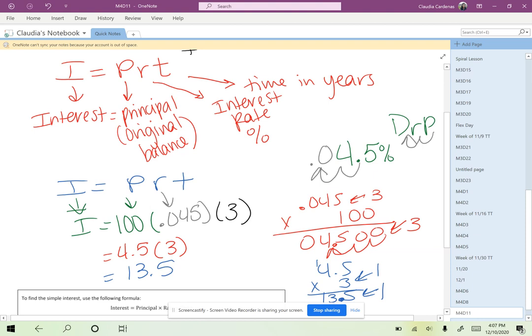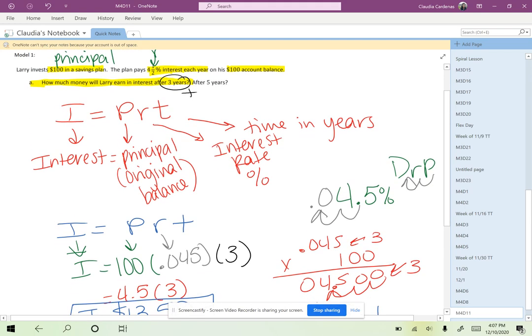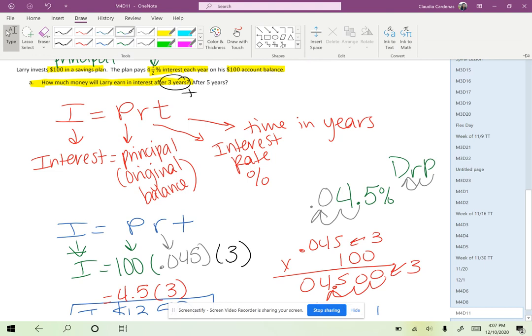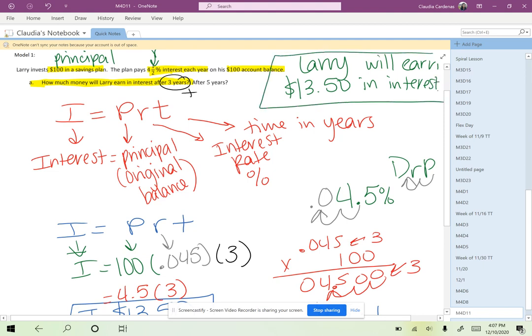It means that this is the amount of interest we earn on our $100. So if I went back up to the question, it says, how much money will Larry earn in interest after 3 years? So Larry will earn $13.50 in interest after 3 years.